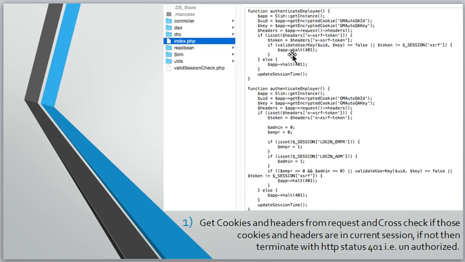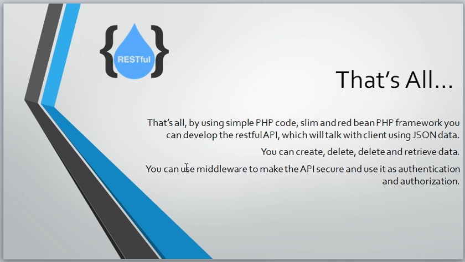When the user logs in, these values are stored in the session and sent to the client as well. 6. With every request the client will send these values to the server and the server will cross-check them. 7. If the values mismatch, then the application will halt and send 401 HTTP status code, which means unauthorized access. That's all. By using simple PHP code, Slim and Red Bean PHP framework you can develop a RESTful API, which will talk with the client using JSON data. You can create, delete and retrieve data. You can use middleware to make the API secure and use it for authentication and authorization.